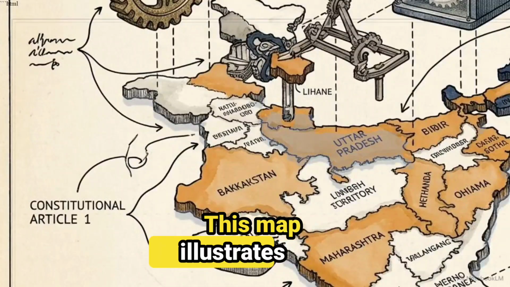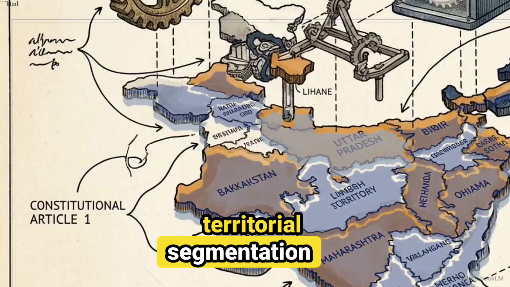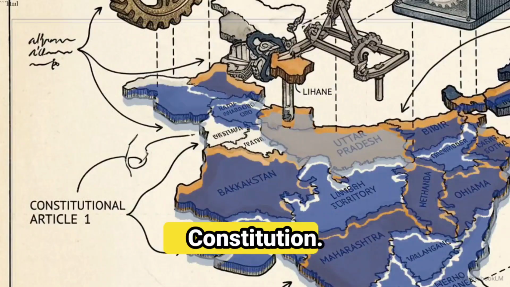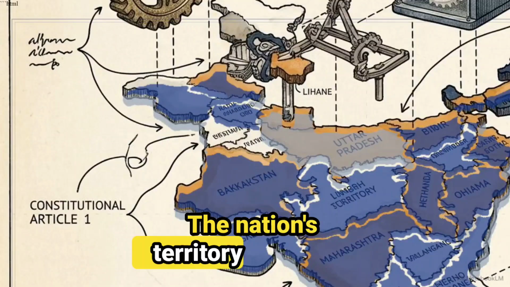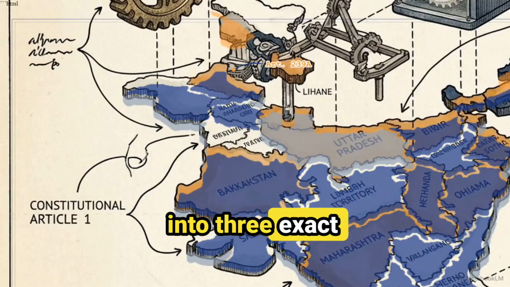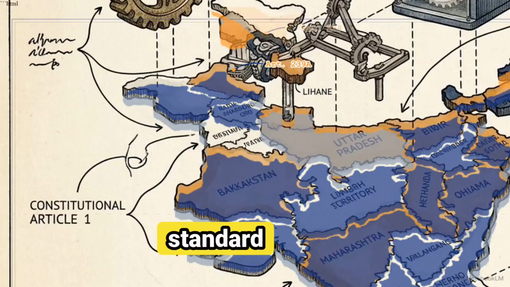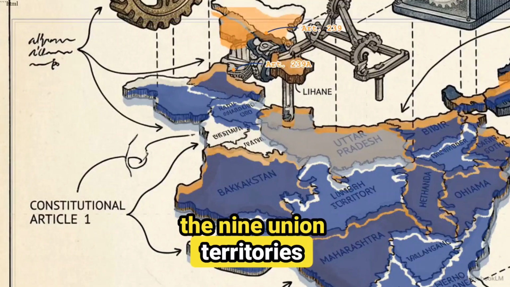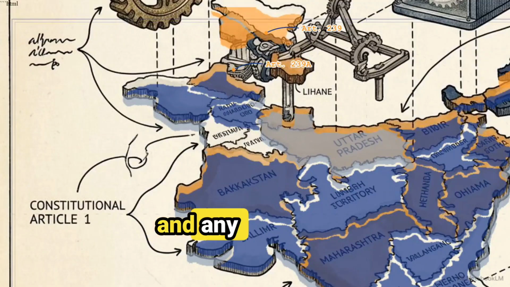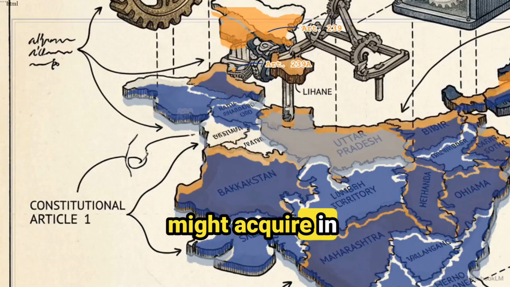This map illustrates the territorial segmentation of India under Article 1 of the Constitution. The nation's territory is divided into 3 exact categories: the standard states, the 9 union territories highlighted here, and any territories the government might acquire in the future.